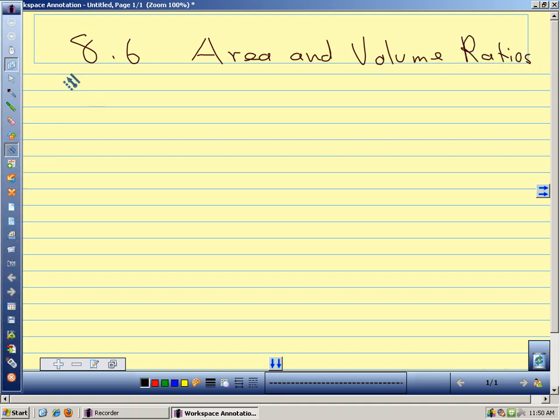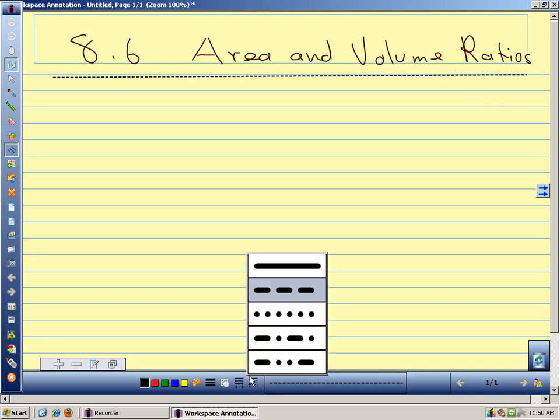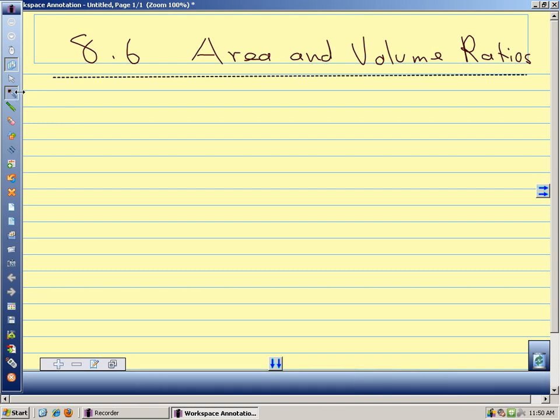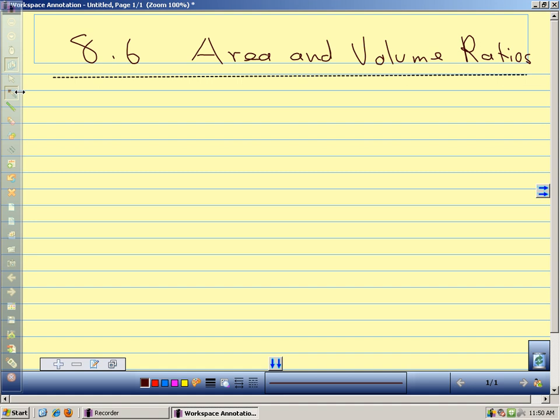So we're going to talk about area and volume ratios today. So far, when we compare similar figures, we've been comparing the sides, the altitudes, different lengths. We want to figure out if we have two similar shapes, how their areas compare, and if we have two similar solids, how their volumes compare. So we want to figure out the ratios of their areas and volumes if they're similar.